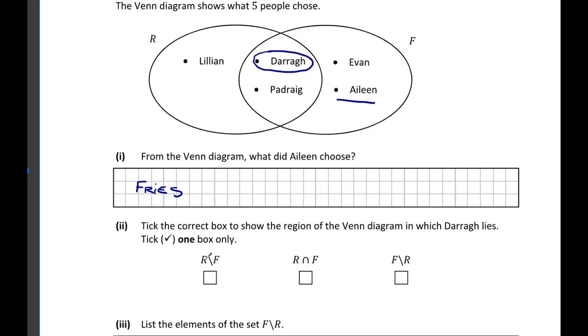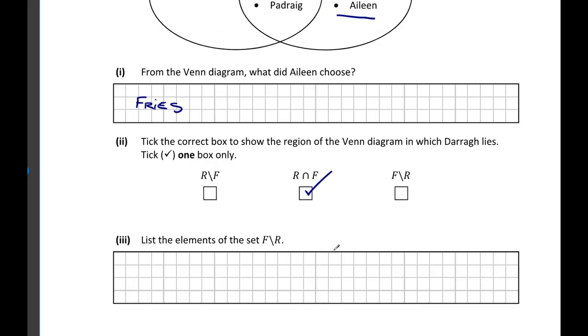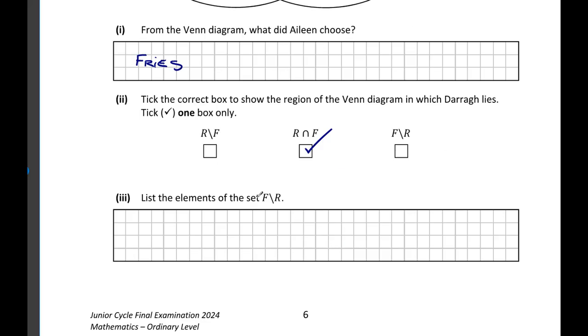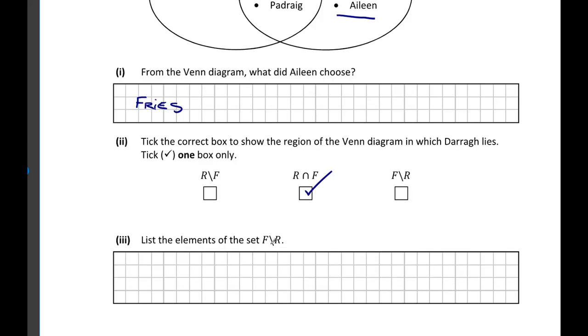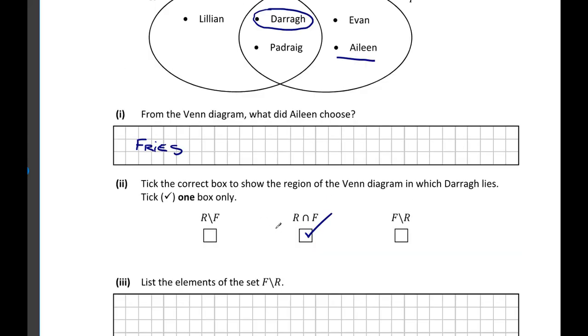So this is rice but not fries. This is rice and fries, and this is fries but not rice. So the data is obviously at the intersection, and this is the intersection symbol. Done. List the elements of the set fries, but not rice. Okay, you can say excluding rice, whatever.